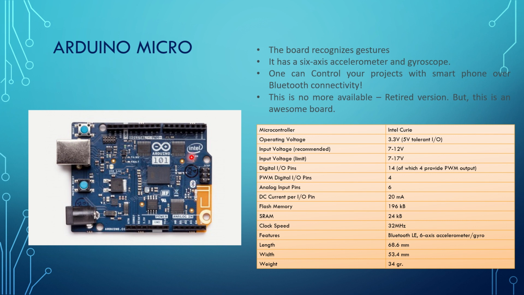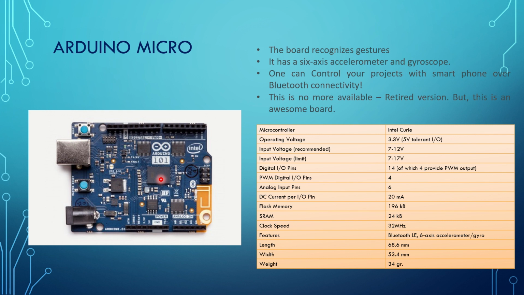got the Intel Curie board. This is the biggest change that we see from the normal available Arduino boards. The operating voltage is 3.3 volts, but it's 5 volt tolerant. And we have got the input voltage 7 to 12. The input voltage limit is 7 to 17. Those are different things when you compare it with the previous versions available.